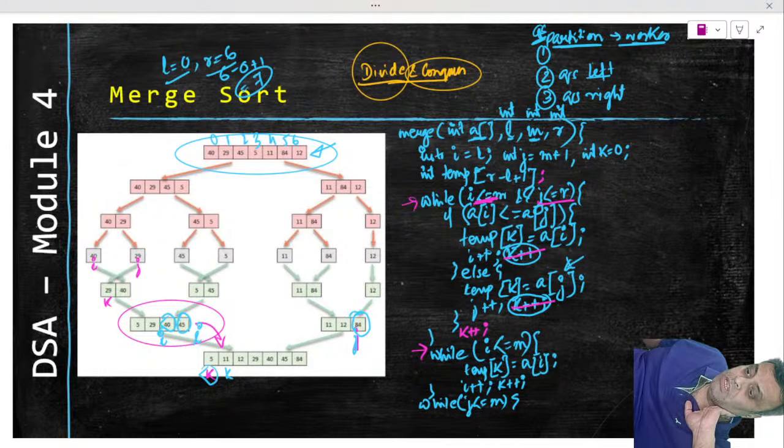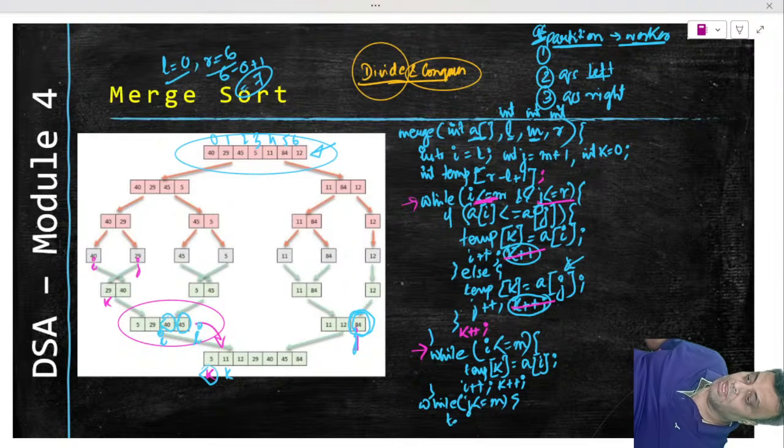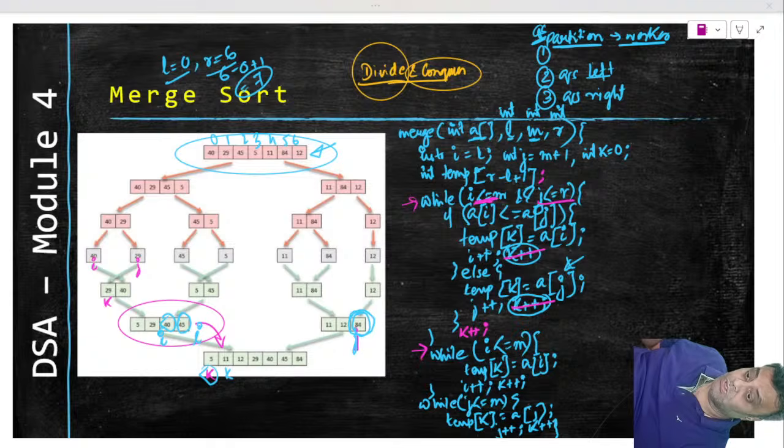Therefore J would be remaining, and we have to run a loop for J, and we will say temp of K equal to A of J. We will take that element, increase the value of J and increase the value of K, and end the loop. That is what we will do for the remaining elements, copying into that element. The last step will be left.